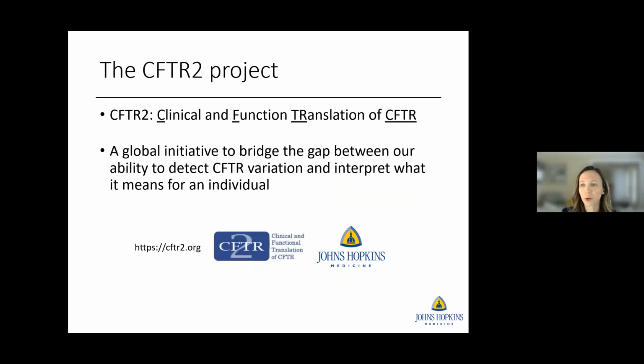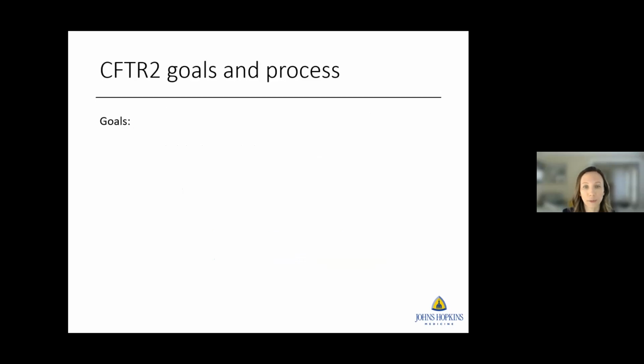So the question is, once you identify a variant, then how do you know what part of CFTR it affects and what impact it might have? And this is where I tell you a little bit about the CFTR2 project that I've worked on for the last 10 years. So CFTR2 stands for the Clinical and Functional Translation of CFTR. This is a global initiative to bridge the gap between our ability to detect CFTR variation and then interpret what it means for an individual. We have a website that outlines the project and which is searchable at cftr2.org.